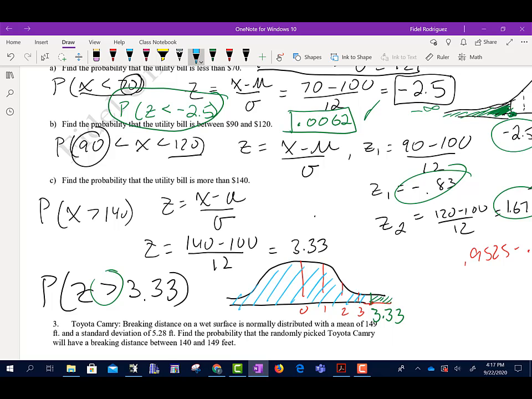So I would have to take 1 minus 0.9996, and that would give me 0.0004, right? That would be that area. Now you say, okay, well, hold on. What happens if I like the calculator? Remember where I'm starting off at: 3.33, and I'm going all the way to infinity and beyond.